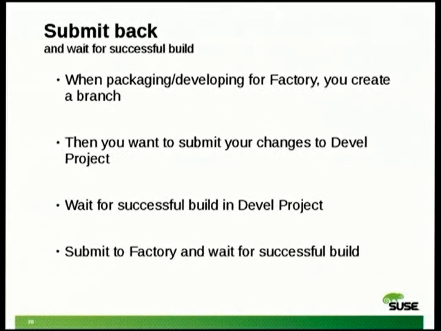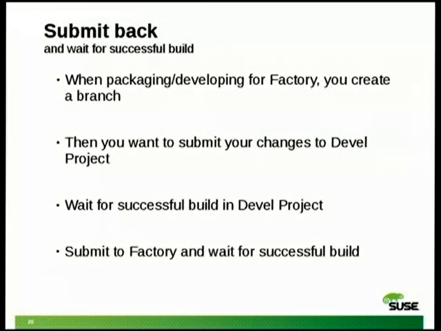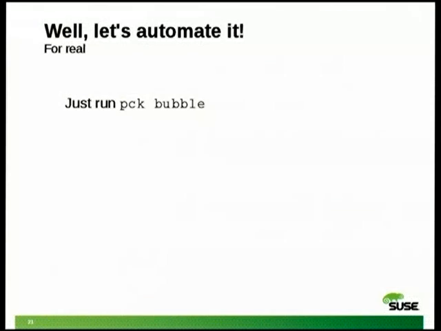Then the submitting bit. As I told, there is this command, we call it pck bubble, some kind of bubbling up in a tree. When you develop something for the factory, as I talked about earlier, you have your branch, then you have to submit it to the develop project and wait for a successful build. After that, you have to submit it to the factory and then wait for the build there. This can be automated, so let's do that with this command.